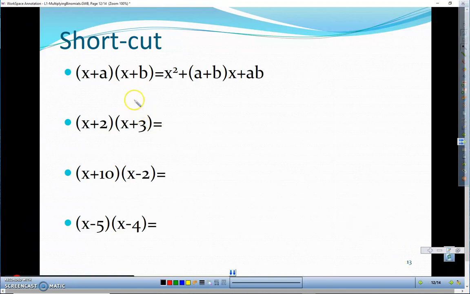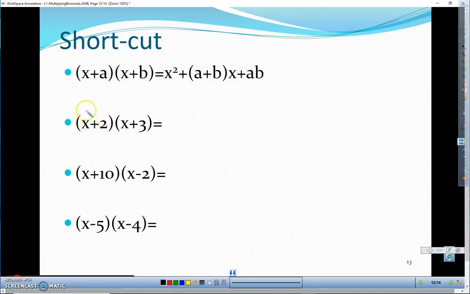If you're really keen and you've noticed that there is actually a shortcut going on with these situations where we've got x plus a times x plus b, what we could actually do is add those two numbers, the a and the b, to get this middle term next to the x, and we can multiply the numbers at the end to get the ab at the very end.